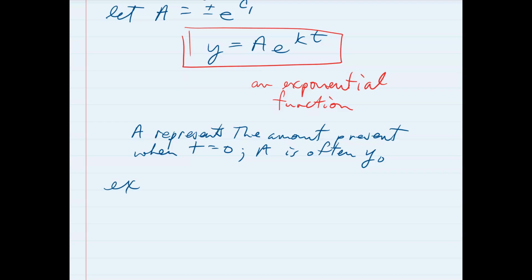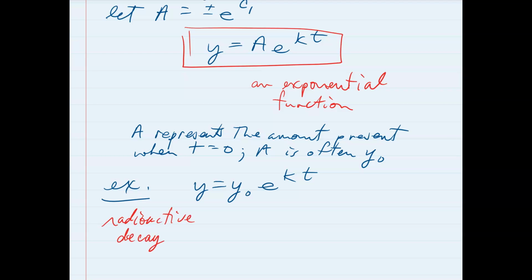So let's look at an example. Our law of exponential change can look like this in a general sense. And if we think about a radioactive decay problem, well, we know that k will be less than 0, don't we? Because it has to be an exponential that decreases as time increases. Okay.